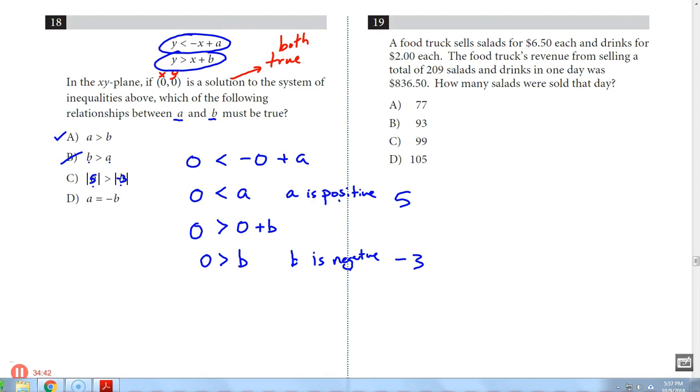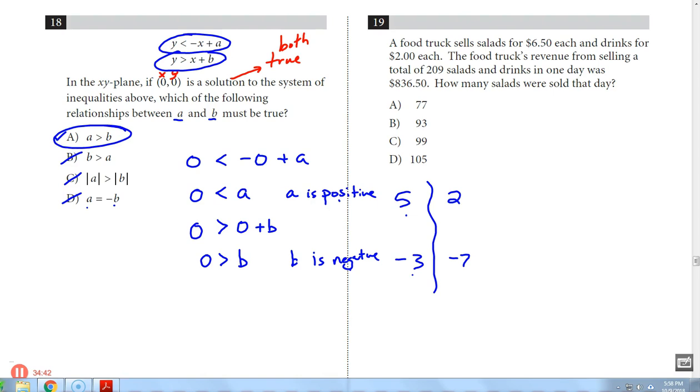But if I would have had a is 2 and b is negative 7, let's just say that was a scenario. If I plug those numbers in there, once you do the absolute values, that would be saying that 2 is bigger than 7, and that's not true. So C is not in there. And then D, is it true that a equals negative b? No. If I plug any of these numbers over here, just one example of a being positive and b being negative, this is not true as well. So the correct answer is A.